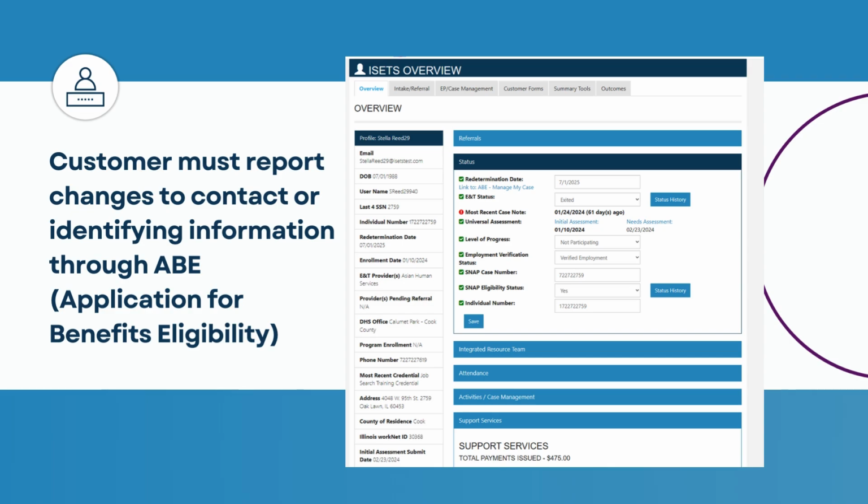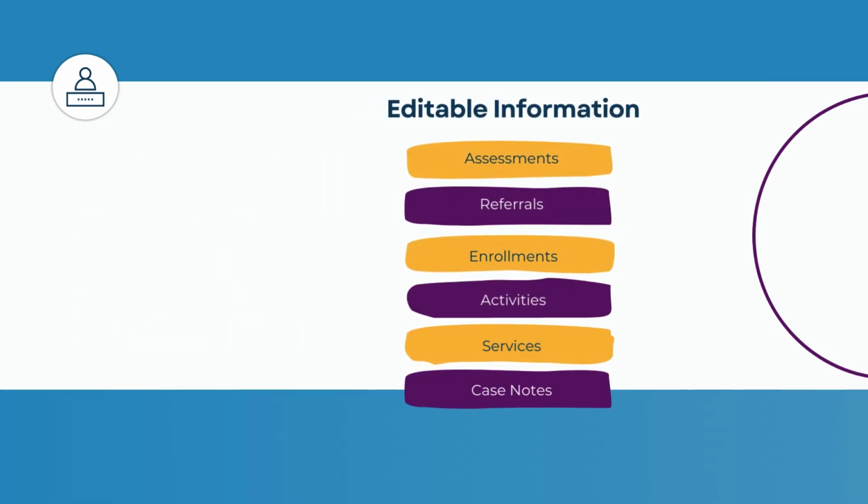To ensure the accuracy and integrity of this critical data for IDHS, the only place where edits take place is in the Integrated Eligibility System. To make changes to this information, a customer must report changes directly to IDHS through the ABE system. Then, when the next import to ISETS happens, the data will be updated in ISETS. Information which can be edited includes assessments, referrals, enrollments, activities, services, or case notes that you enter into ISETS regarding a customer.